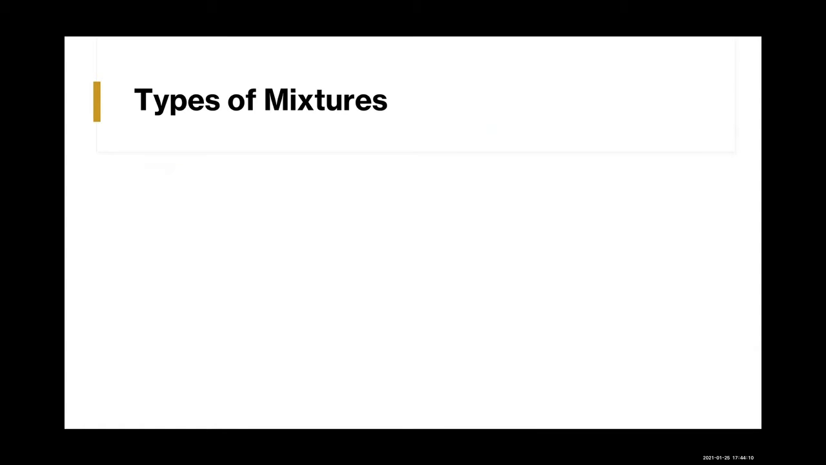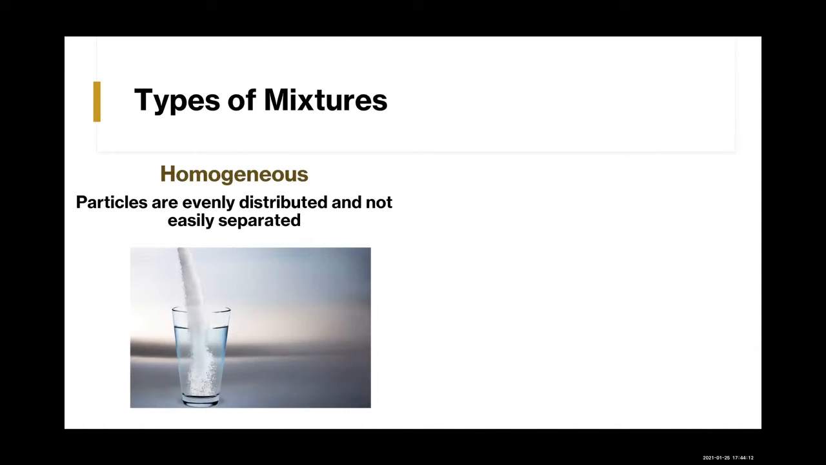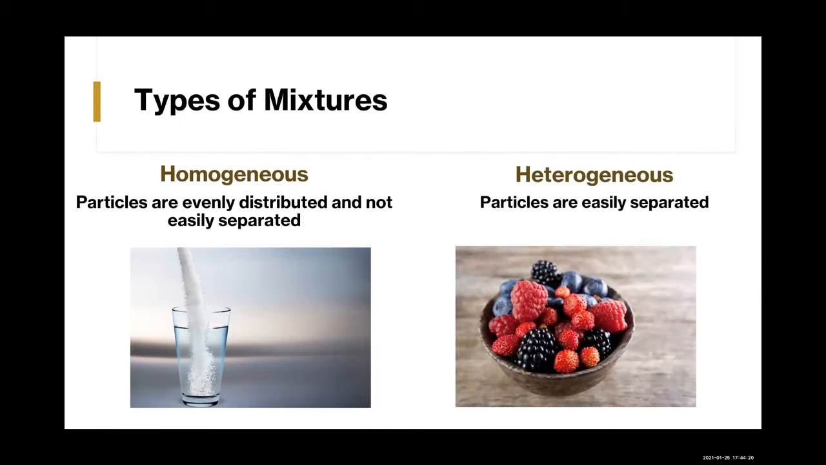Types of mixtures. So we have homogeneous mixtures, and those are mixtures in which the particles are evenly distributed and not easily separated. We also have heterogeneous mixtures, where the particles are easily separated. So here your two pictures are comparing sugar being dissolved in water. Sugar water is homogeneous, and then for a heterogeneous example, we have a bowl of berries. You could easily separate those tiny, tiny strawberries out from the raspberries, blackberries, and blueberries.